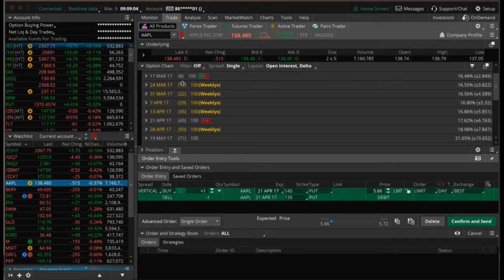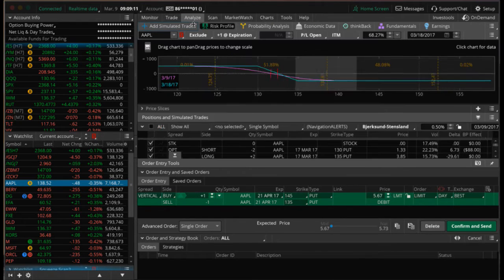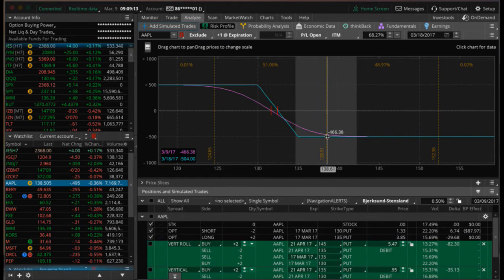It's not a big deal. However, I still don't like to get assigned. I like to take care of the position before that happens, if at all possible. And so in this case, because we are pretty deep in the money on these options, I'm going to go ahead and roll this to the next expiration cycle. And to do that, here's what we're going to do.